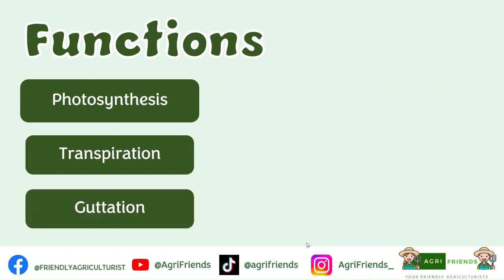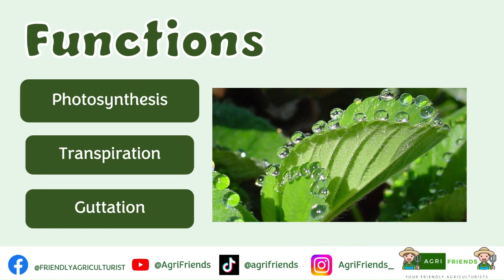Guttation. It refers to the secretion of water droplets from the openings on the edges of the leaves called hydatodes. So guttation usually happens in herbaceous plants when the humidity and the root pressure is high and the rate of transpiration is low to none. So normally at night.